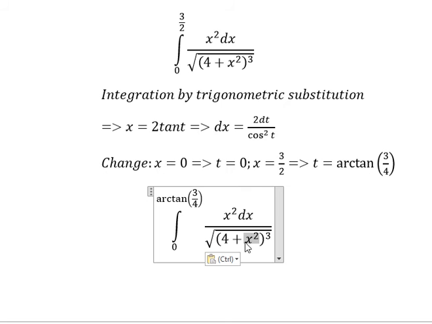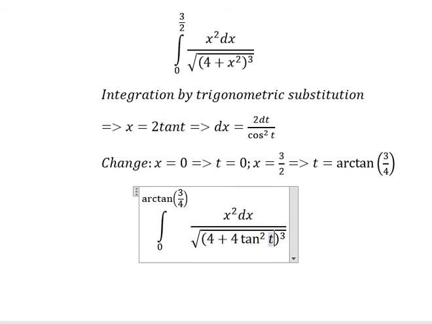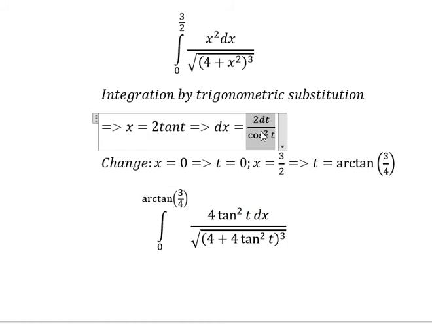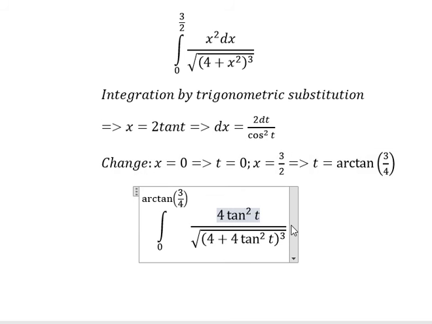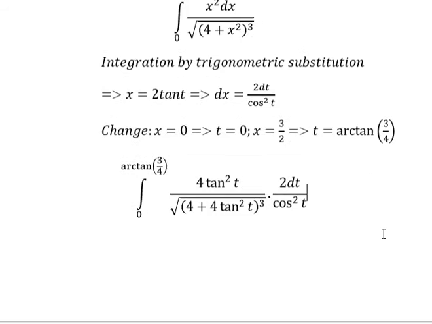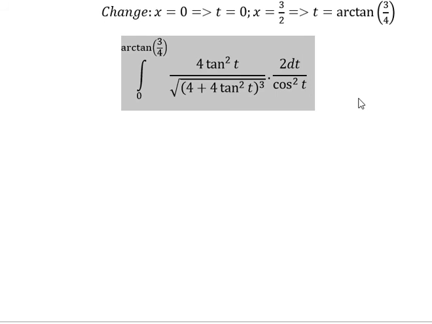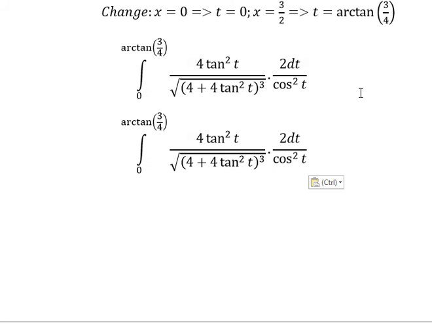And we have x squared, we change to 4 tan t squared. The x we change to this one. Now we need to simplify. So we have 4, we put outside, and we have 3 and the square root. So we got the new one, that's the number 8.